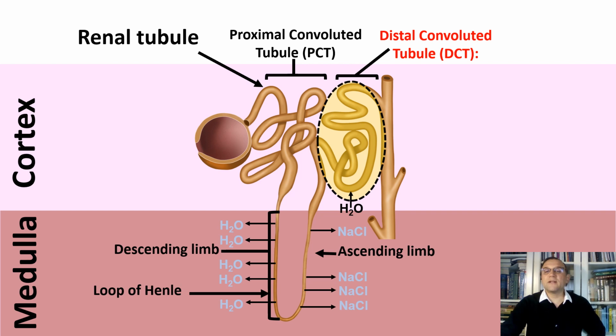All right, now let's move on. Now we're looking at the distal convoluted tubule. The distal convoluted tubule is a tubule that ascends from the medulla and returns to the cortex. It further modifies the urinary fluid or filtrate by reabsorbing additional water and electrolytes, or secreting substances into the tubule for elimination.